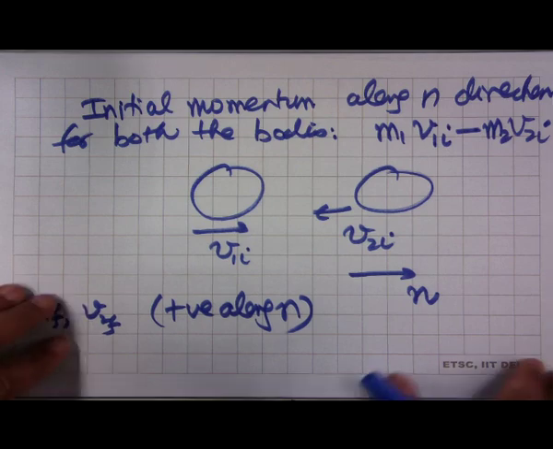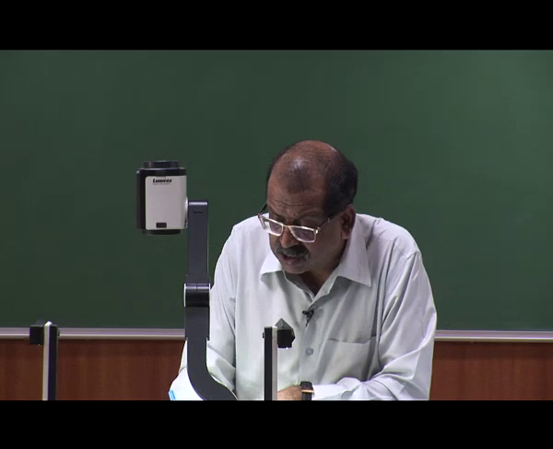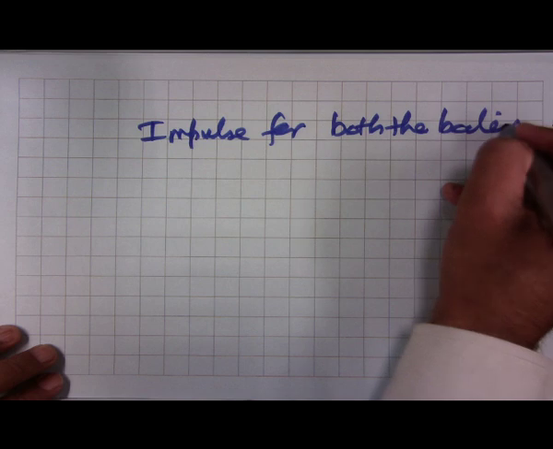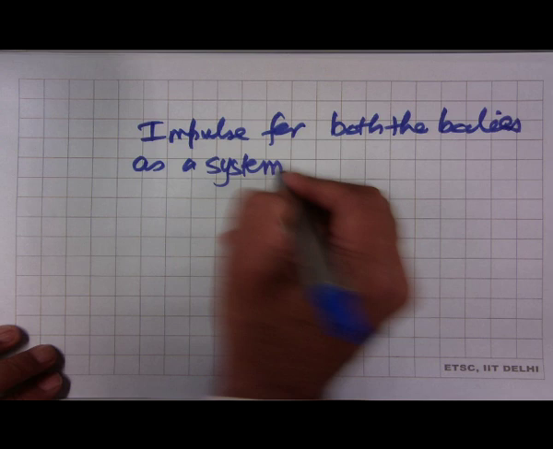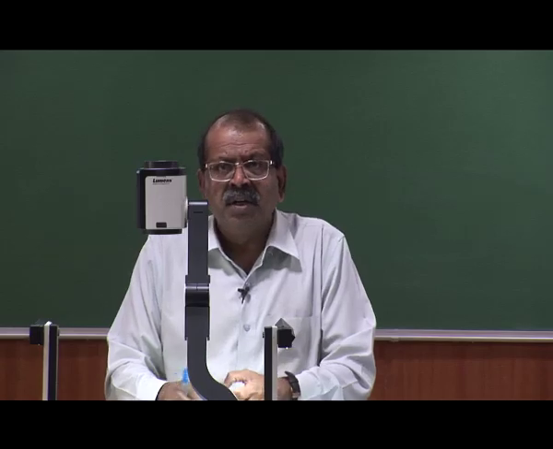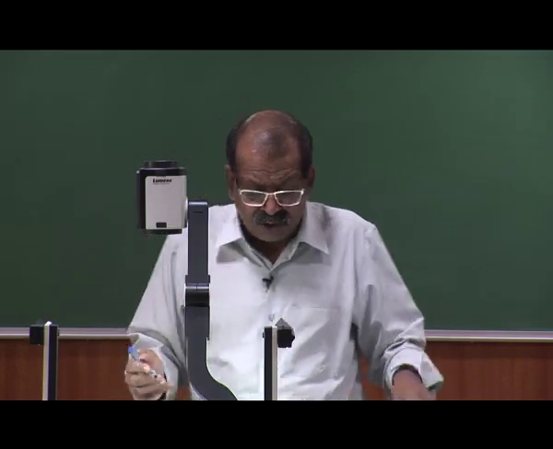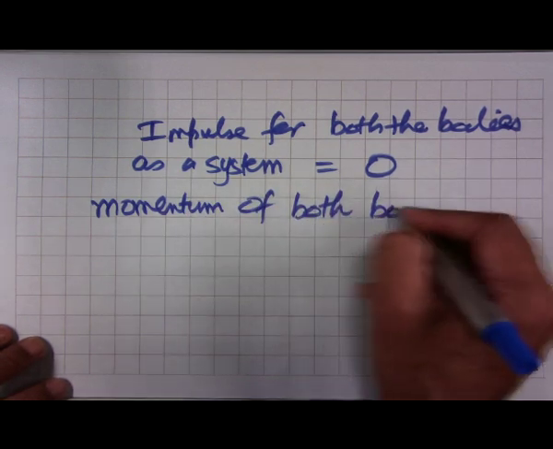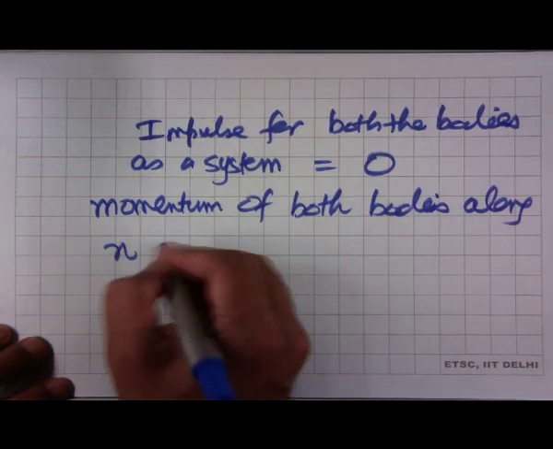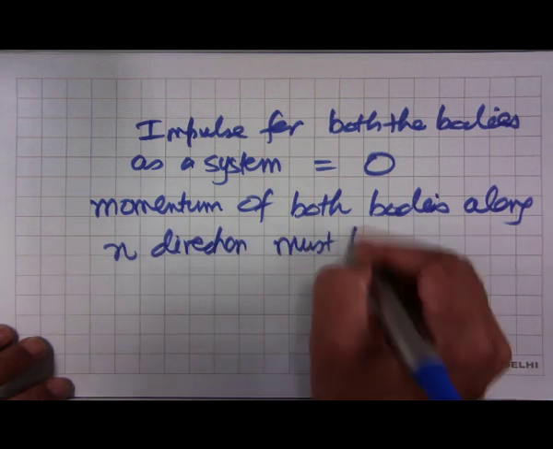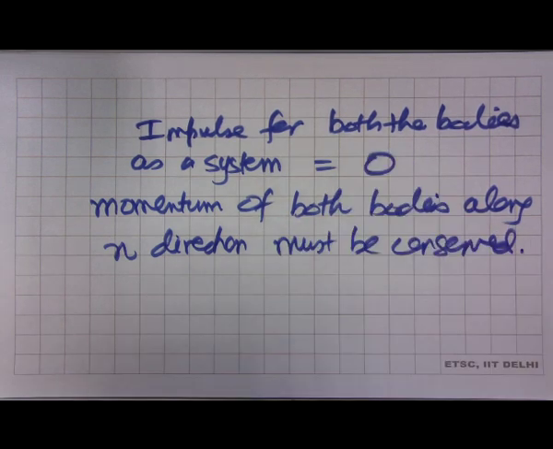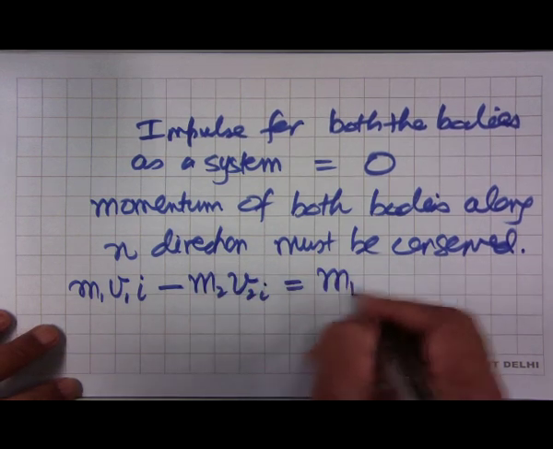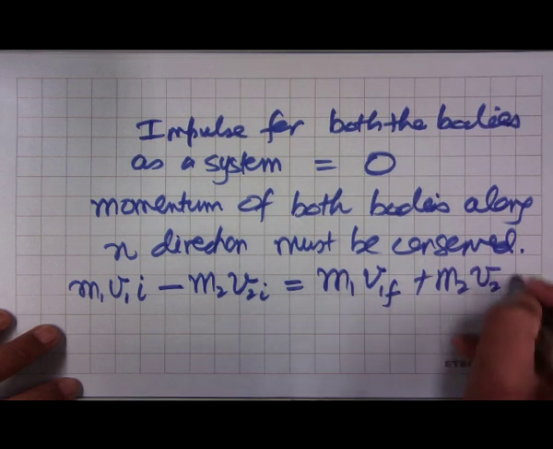This is along n. And for both bodies put together, the impulse for both the bodies as a system is equal to 0, because there is an impulse of I on body 1, impulse of minus I on body 2. When you add these two, it is equal to 0. So, that means the momentum of both bodies along n direction must be conserved, because there is no impulse. So, what we get is m1 v1i minus m2 v2i is equal to m1 v1f plus m2 v2f.